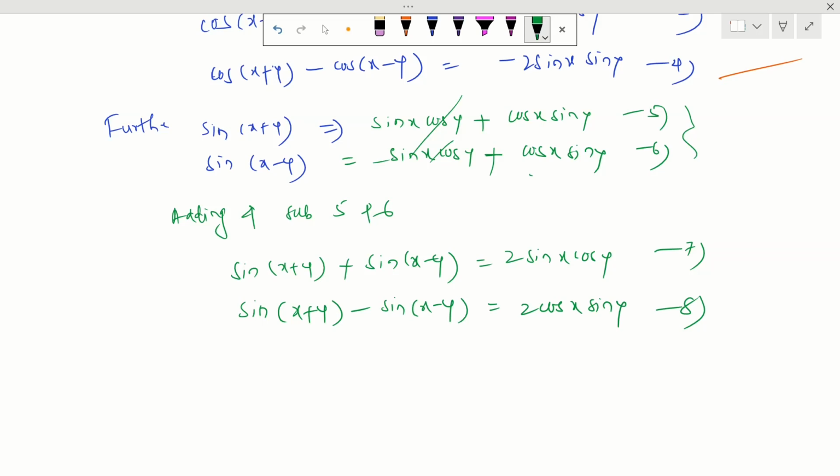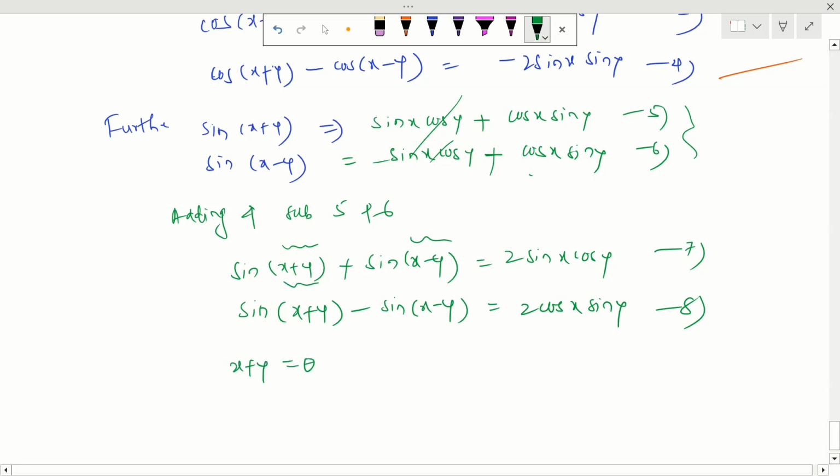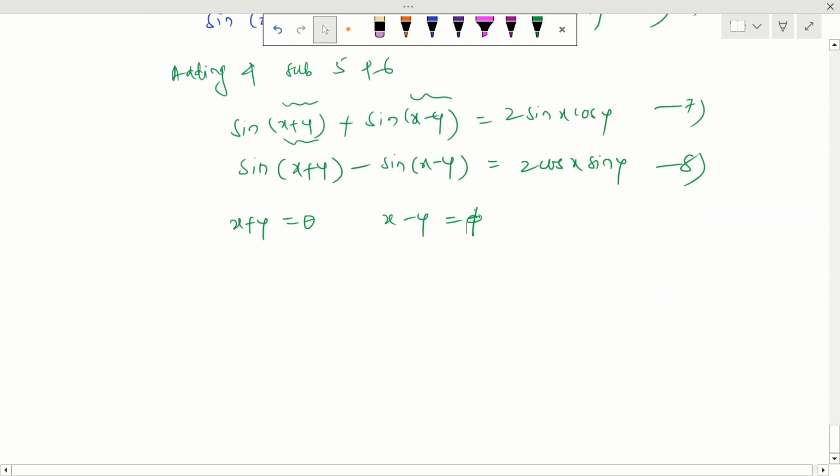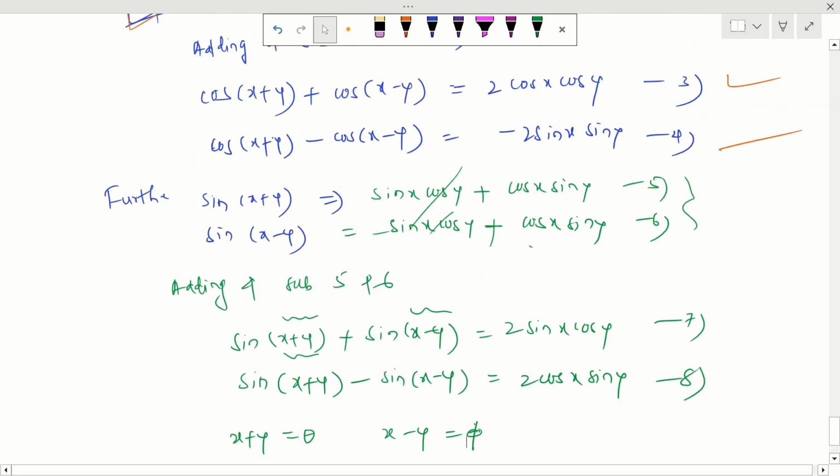Now what we have to do here is replace the terms x plus y and x minus y. I am taking x plus y equal to theta, and x minus y equal to phi. I am replacing these terms in the equations, which equations?